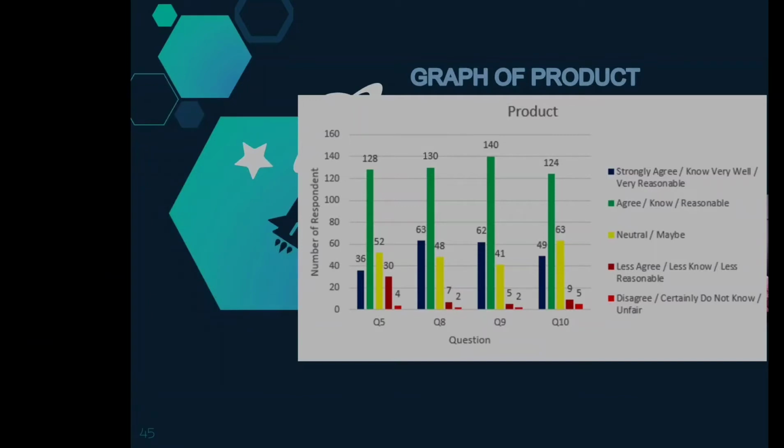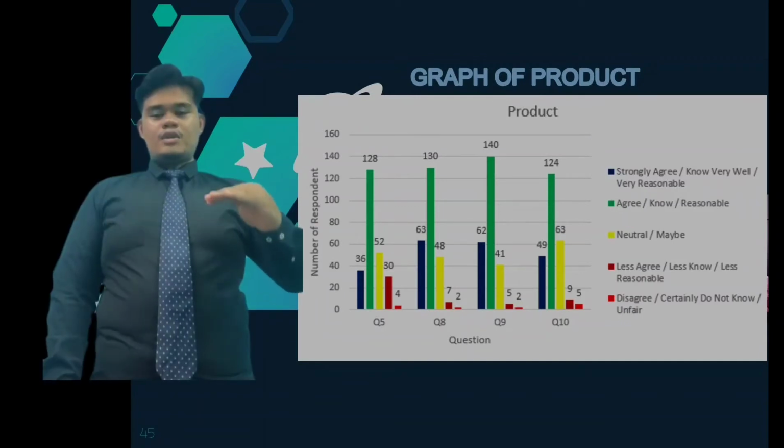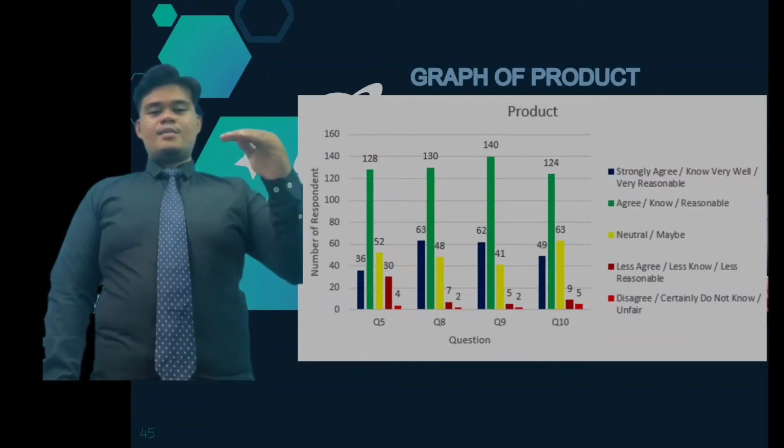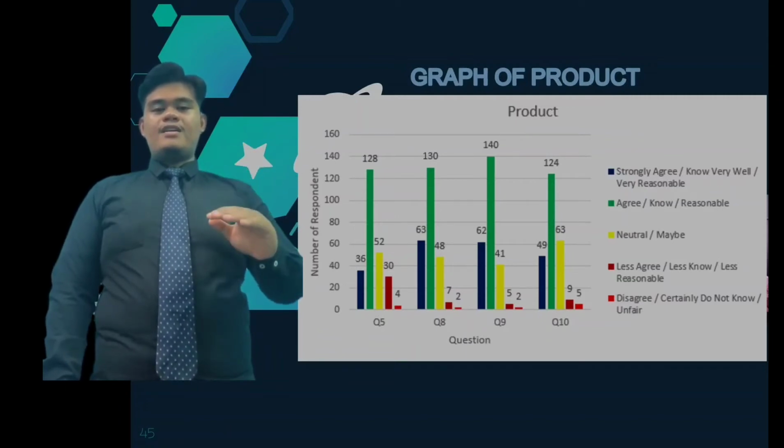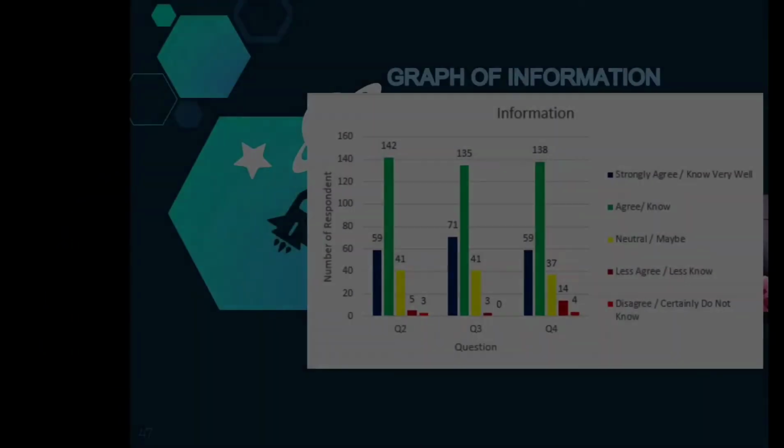So for question 9, the highest number of respondents who selected reasonable was 140, and the lowest number of respondents who responded unfair was 2. So for the last question, for product, the highest number of respondents who selected reasonable was 124, and the lowest number of respondents who responded unfair was 5.